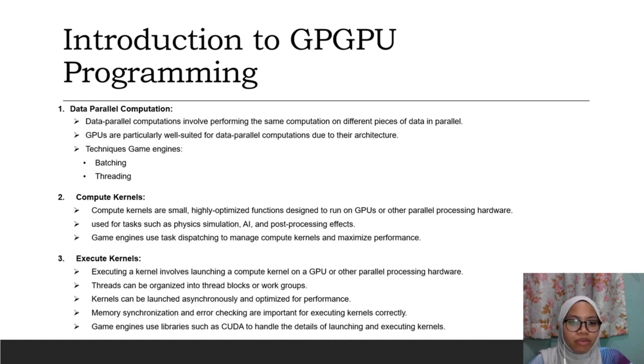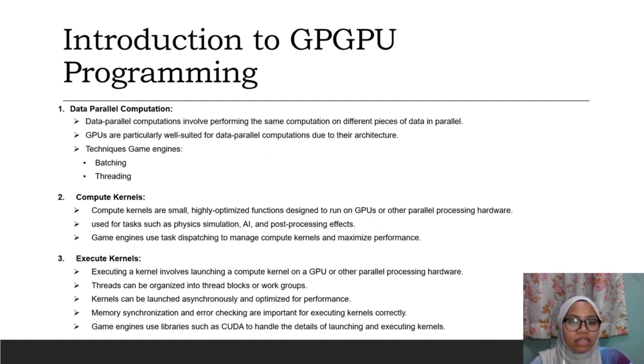Second is about the compute kernels. So it is a small and highly optimized function designed to run on GPU or other parallel processing hardware. So it is used for physics simulations, for AI, and post-processing effects. So to manage compute kernels and maximize performance, we use task dispatching in the game engine. So to write efficient compute kernels, the developers need to know the hardware that they are targeting and the specific requirements of the task.